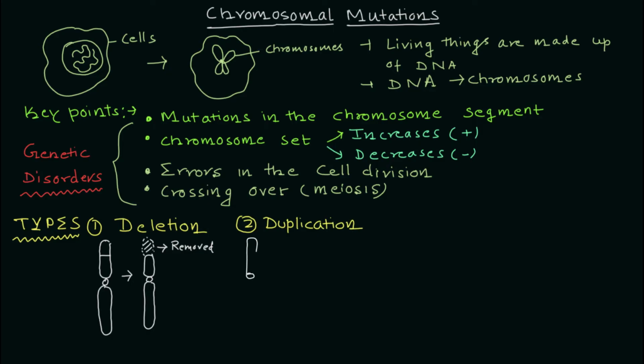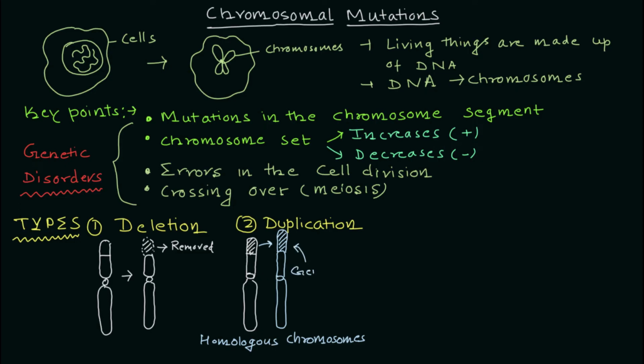Second point is duplication. It's very easy to understand. Duplication means the segment of the chromosome is duplicated on the homologous chromosome. So suppose you have one chromosome and the segment of that particular chromosome is moving to another homologous chromosome, and that's why the genes are duplicated. The name indicates duplication. In this case, basically genes are duplicated.